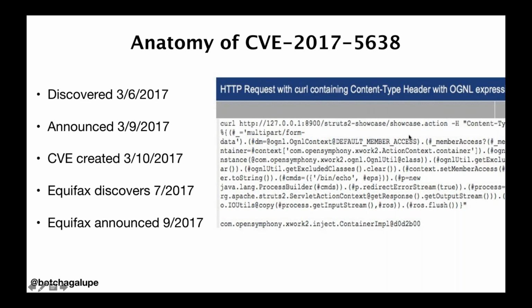This was the famous Struts vulnerability in Jakarta. It was basically a command injection. If you look at the loose anatomy, and again, I think the Sonatype people have better data than most on this, but from my research, it was discovered on March 6th, 2017. It was officially announced on the 9th. The CVE, from the National Institute of Standards and Technology, was created on the 10th.